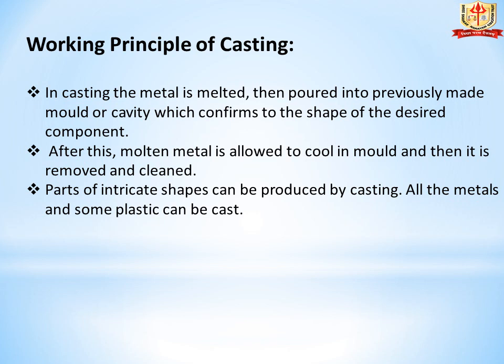Now we see the working principle of casting. First point, in casting, the metal is melted, then poured into a previously made mold or cavity which conforms to the shape of the desired component. Second point, after this, the molten metal is allowed to cool in the mold and then it is removed and cleaned. Point number 3, parts of intricate shape can be produced by casting. All the metals and some plastics can be cast.